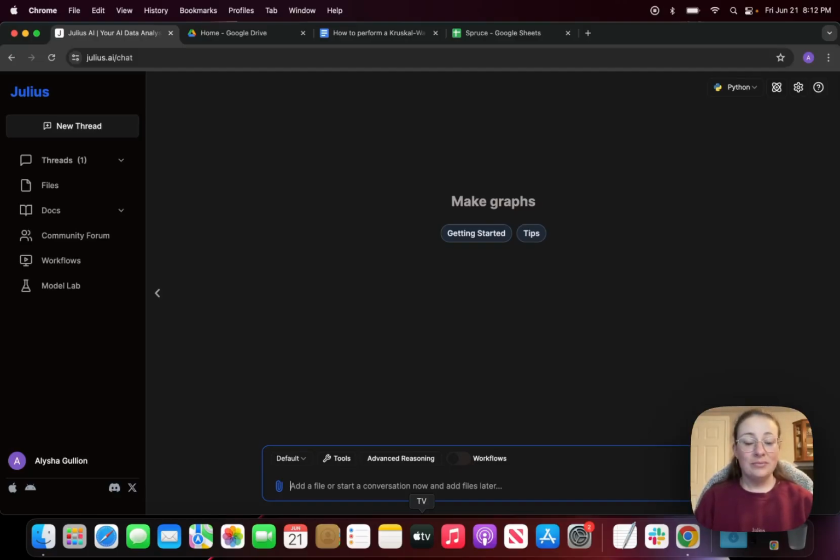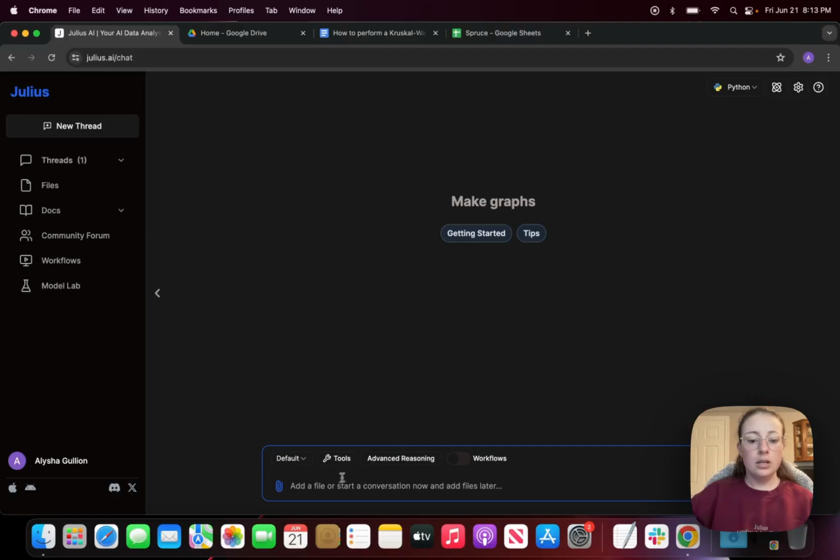Hey everyone, my name is Alicia, and welcome to another tutorial on how to perform a Kruskal-Wallis test on a dataset. So the dataset that we're going to be doing is called Spruce, and we're looking at four different treatments to see how these treatments affect the growth of spruce trees.